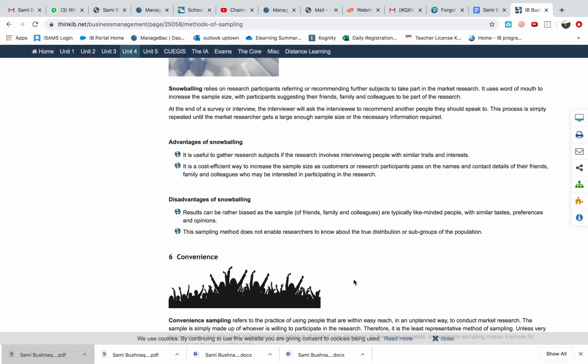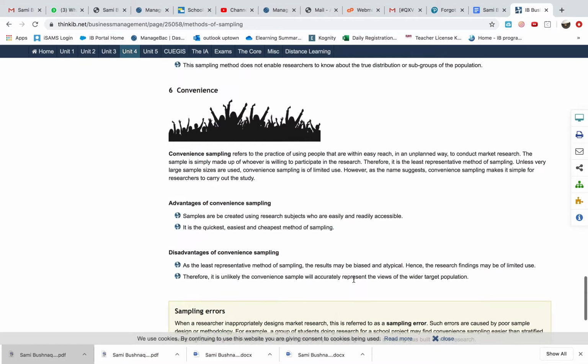You're being told exactly where to go. They pass on the names to you. You don't have to advertise. The disadvantage is results can be rather biased because you end up having people with similar ideas and tastes, so you're not going to get a lot of variety. This sampling method also does not enable researchers to know about the true distribution or subgroups of the population.